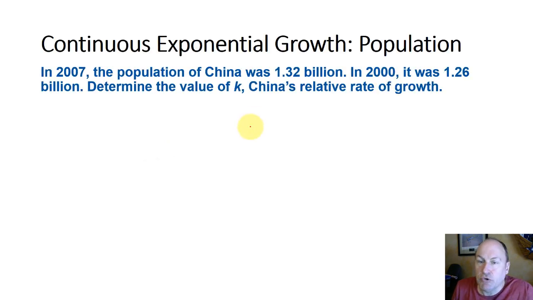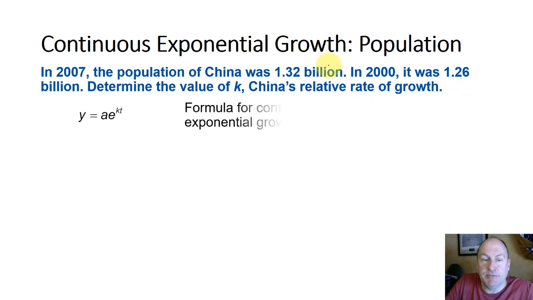Let's look at a continuous growth situation in the population of China. In 2007, the population of China was estimated to be 1.32 billion. However, in 2000, it was 1.26 billion. So we need to determine the value of k, which is China's relative rate of growth, assuming that that growth is exponential. So we're going to use that formula for continuous exponential growth, ae to the kt.